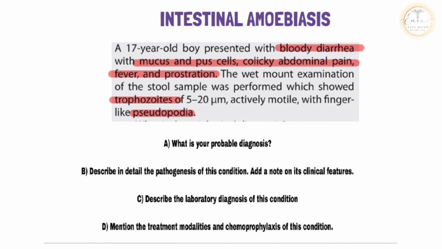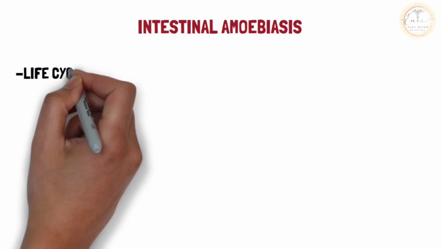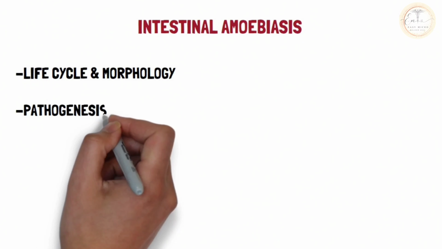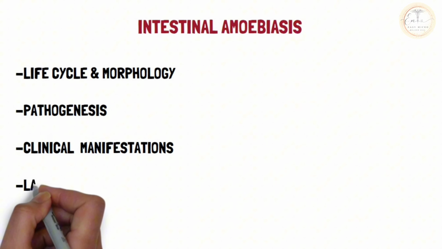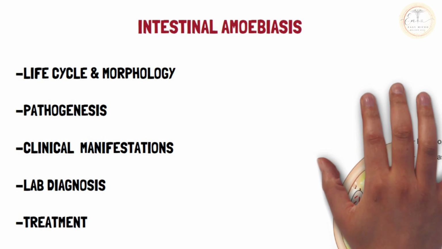After that, now let us look at how the examiner is going to ask the subtopics. What are the subtopics that the examiner is going to ask related to intestinal amoebiasis in examination? The first topic which is asked most commonly and frequently is life cycle and morphology. Later on, the second topic is pathogenesis, which is the most important one, then clinical manifestations and lab diagnosis, and also the treatment. So now let us discuss all these topics in this video.